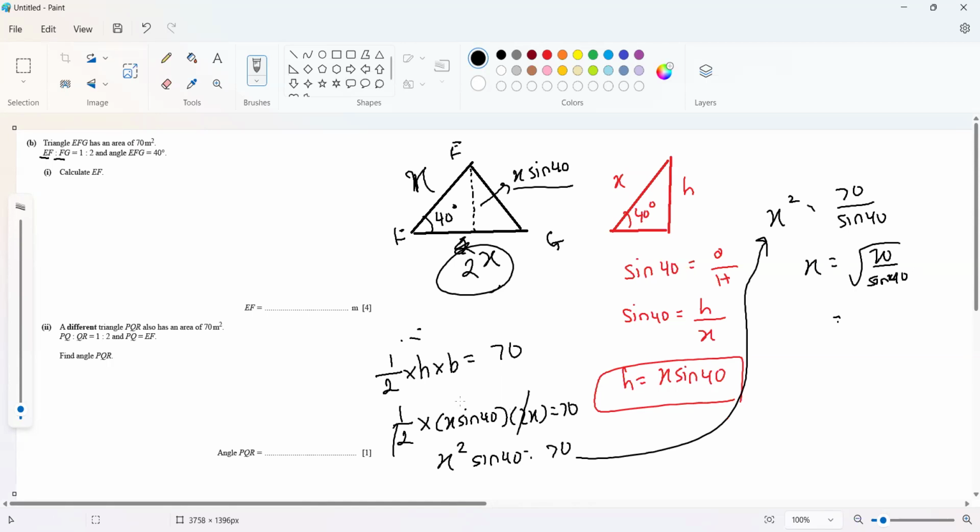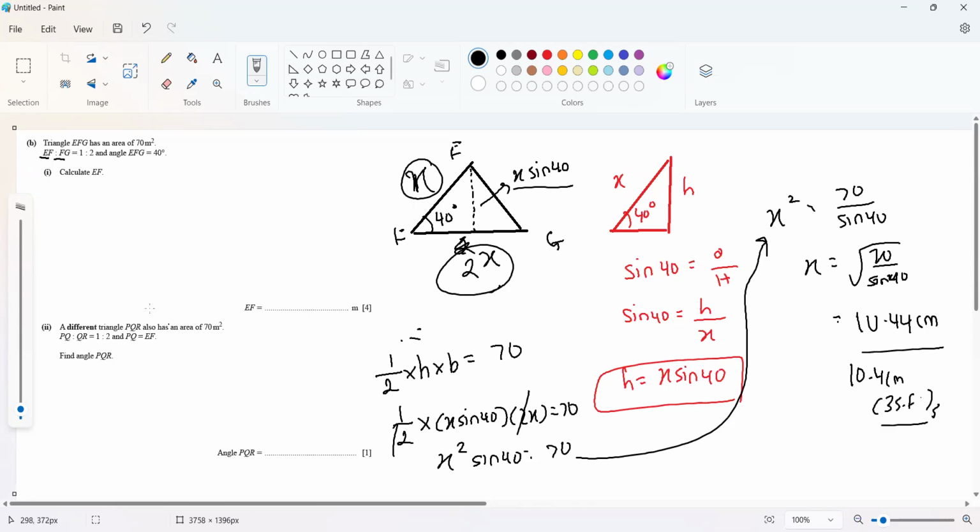So from there, I will get 10.44 cm, right? So my EF ultimately is 10.44 cm. That's my X, right? Or it is 10.4 cm, correct to three significant figures.